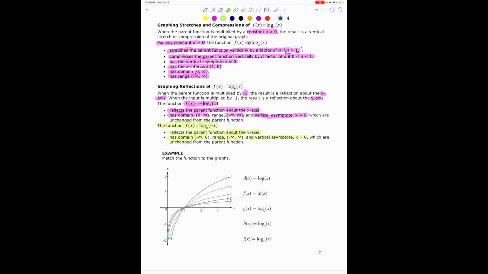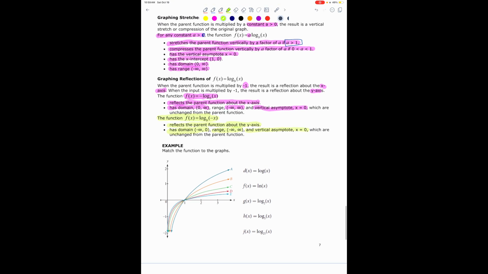It's x equals 0. The range and the vertical asymptote are not changed from the parent function. So these are basically the 4 transformations when we apply them to the logarithmic functions.